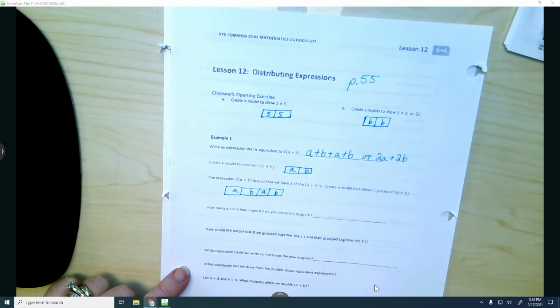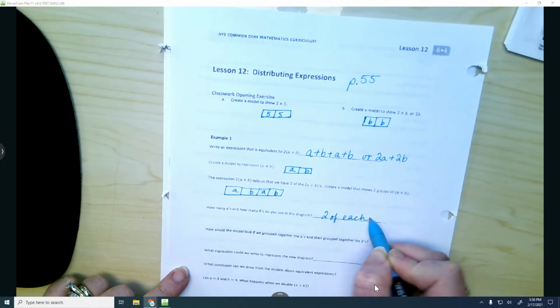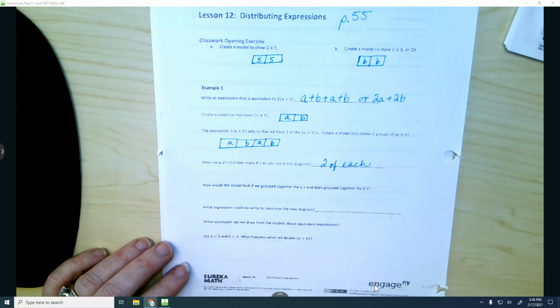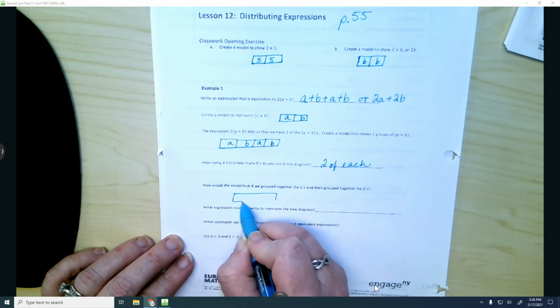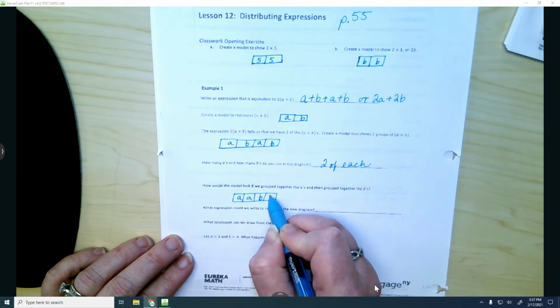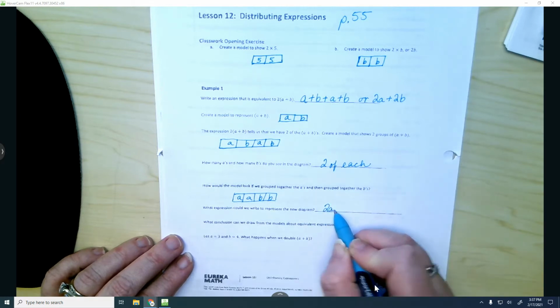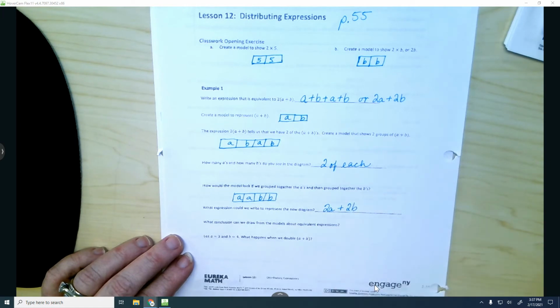There I have 2 groups of A plus B. How many A's do we have and how many B's do we have? 2 of each. Moving on down, how would the model look if we group them together, the A's together and the B's together? I still have 2 A's and I still have 2 B's. I could now write this equivalent expression as 2A plus 2B.